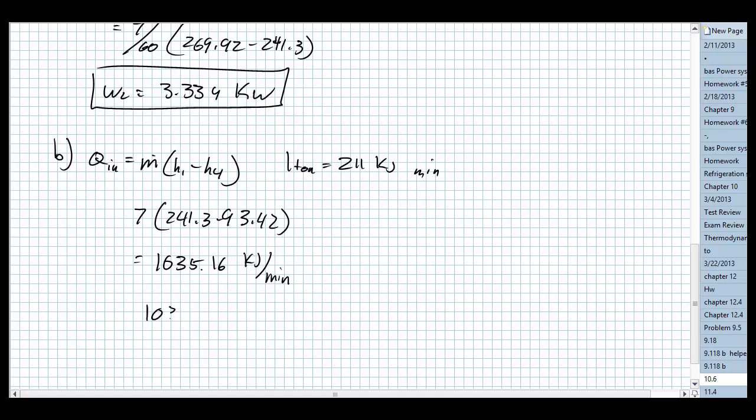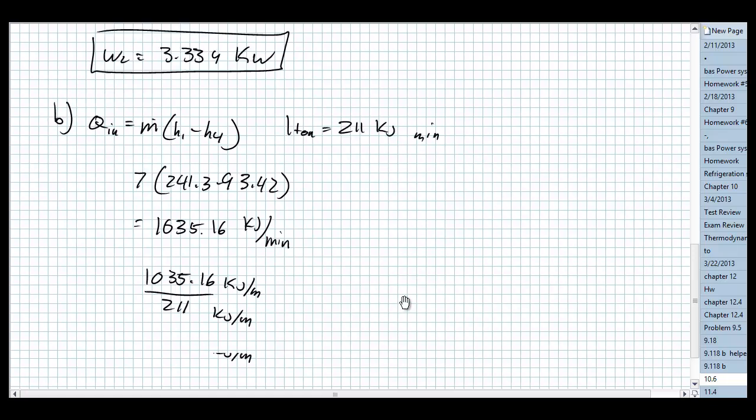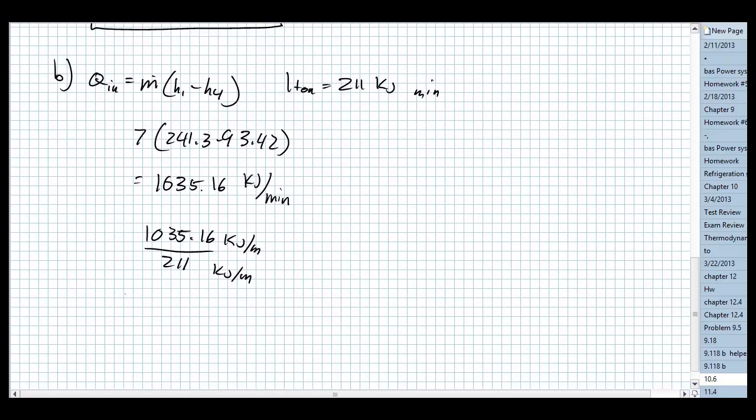And so now for the capacity, we have to divide that by the 1 ton conversion. So 1035.16 divided by 211, in kilojoules per minute. And that leaves us with a refrigeration capacity of 4.9 tons.